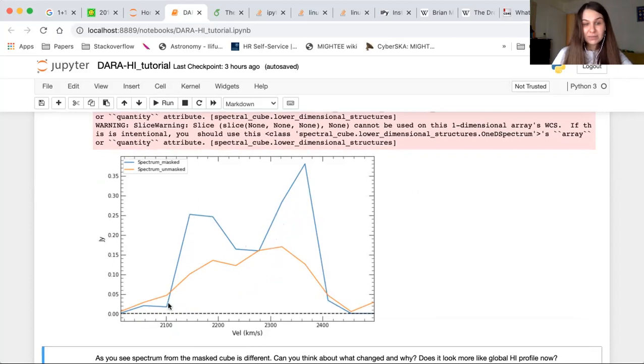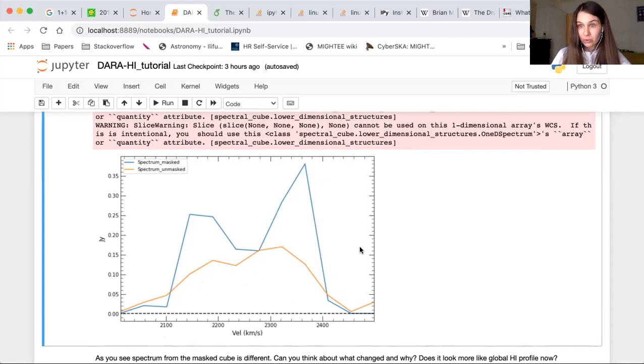You see, for example, here the blue emission was suppressed a lot over these channels by the negative noise. The same is happening here. So basically we recovered our flux by applying the mask and by looking at the intensity only of the source without the noise. Here we also see the big improvement of the shape. Now it looks exactly like a global HI profile.